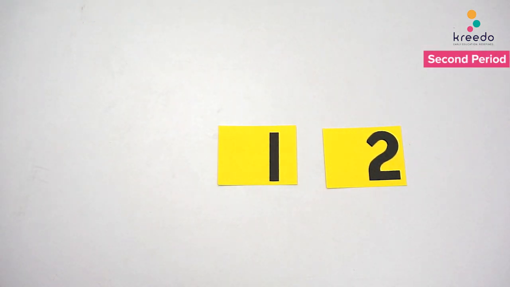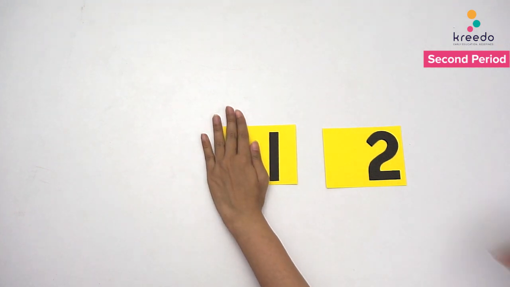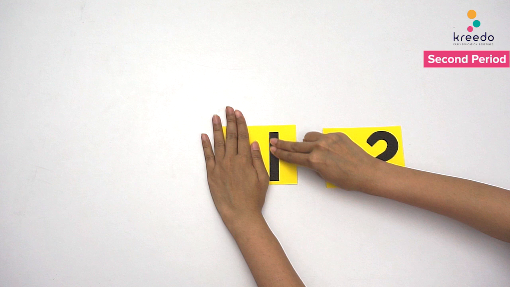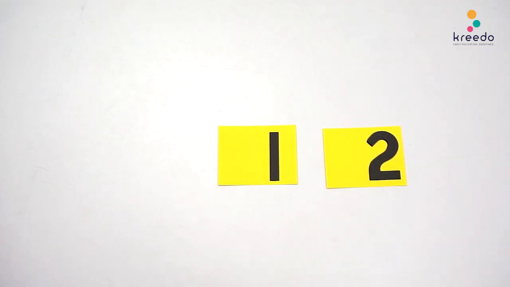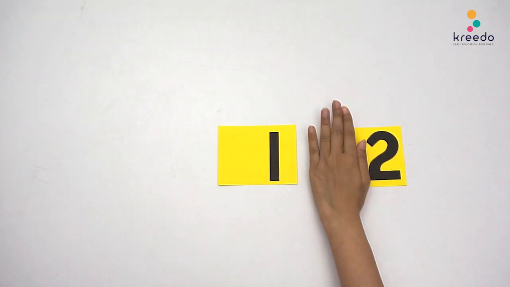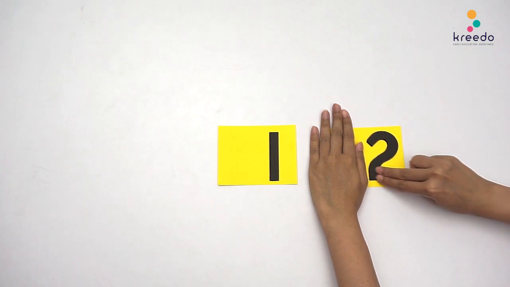Tell the child, please trace the number 1 and say the number. 1. Tell the child, please trace the number 2 and say the number. 2.